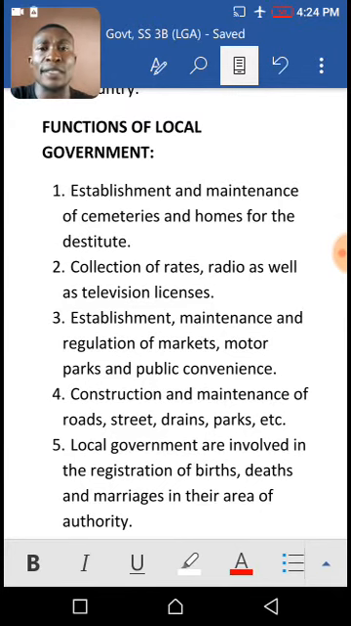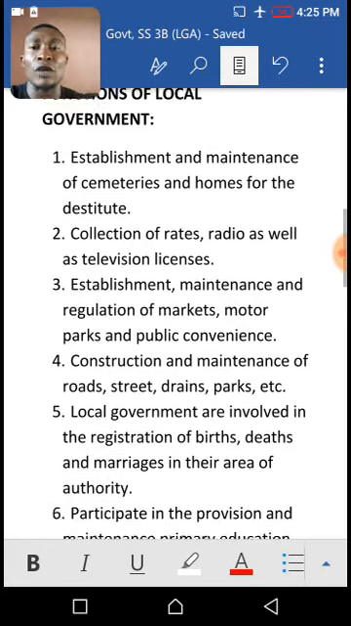Number 2, collection of rates, radio as well as television license. They collect rates and also issue out license to radio and television corporations. Number 3, establishment and maintenance and regulation of markets, motor parks, and public convenience. They establish and make laws, and also maintain the operation of markets, motor parks, and other public convenience. This is one of the functions of a local government.